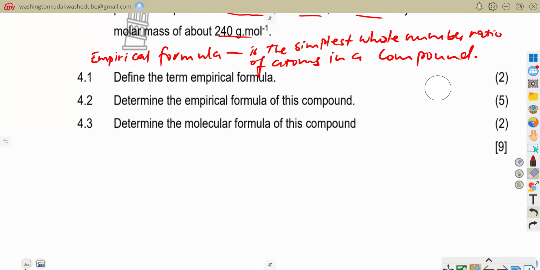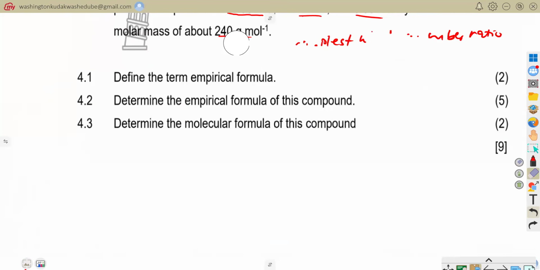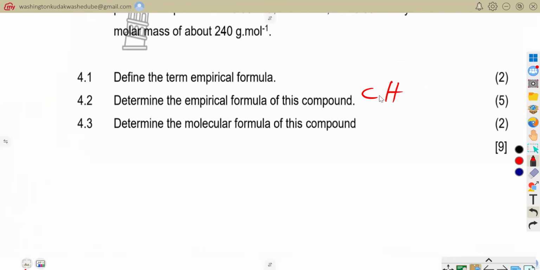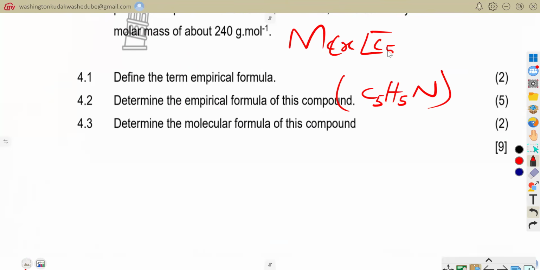So I would come here and say that our simplest whole number ratio was C5H5N. But now I was given the molecular mass of this compound. So this compound is more like X times C5H5N, like that, and its molecular mass is 240 grams per mole. So what we are looking to find is just this X.